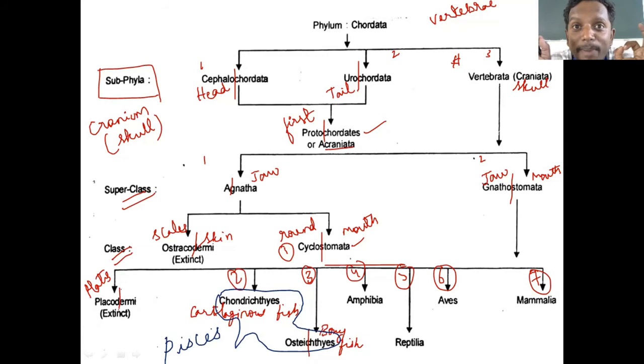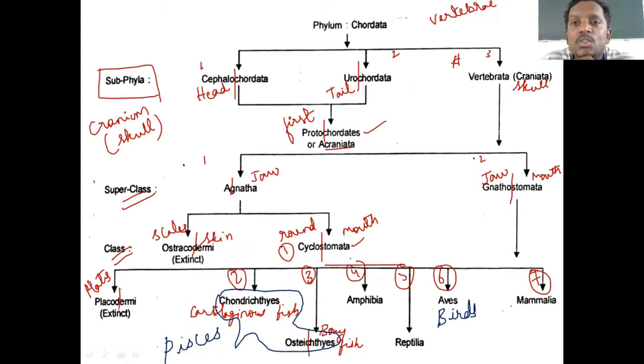And then speaking about the fourth one, Amphibia. Amphibia means a frog will already be hopping in your mind, right? So we are going to study that in detail. And then Reptilia: snake, crocodile, lizards, etc. Aves is the other name for what? I know most of you will know that. Birds. And finally mammals: humans, tiger, lion, etc. So this is the detailed classification of phylum Chordata.